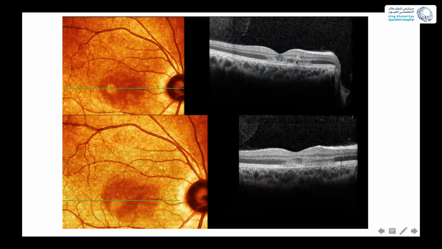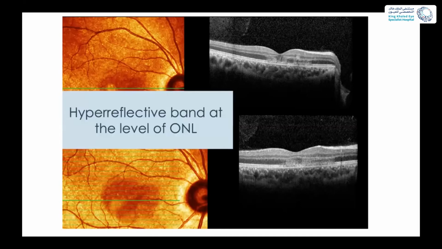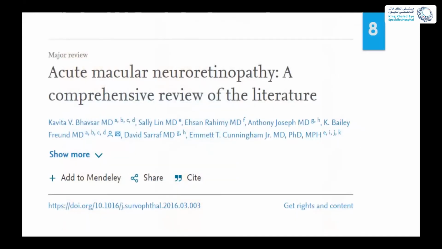And compared with the previous patient, the hyperreflectivity was on the inner nuclear layer, but this patient has hyperreflectivity at the outer nuclear layer. And this is another cut of the same patient. You can see clearly here is the hyperreflectivity at the level of the outer nuclear layer and outer plexiform layer. So this patient has a hyperreflective band at the level of outer nuclear layer, and this patient has what we call acute macular neuroretinopathy.